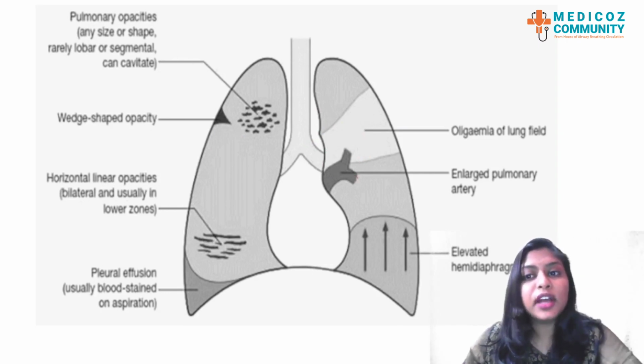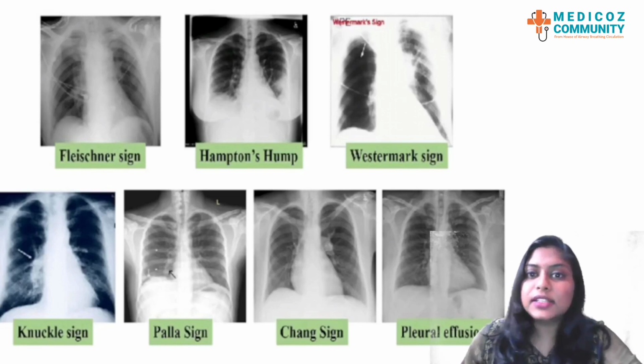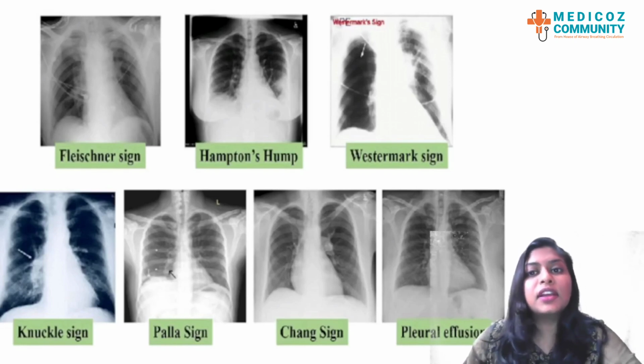And because the embolus is here, it will cause enlargement of the pulmonary artery on that side. And because of all these changes, because there is oligemia and there can be infarcts, there will be elevation of the hemidiaphragm ipsilaterally, wherever the embolus is there. So these are the classical signs. You have to know these signs.